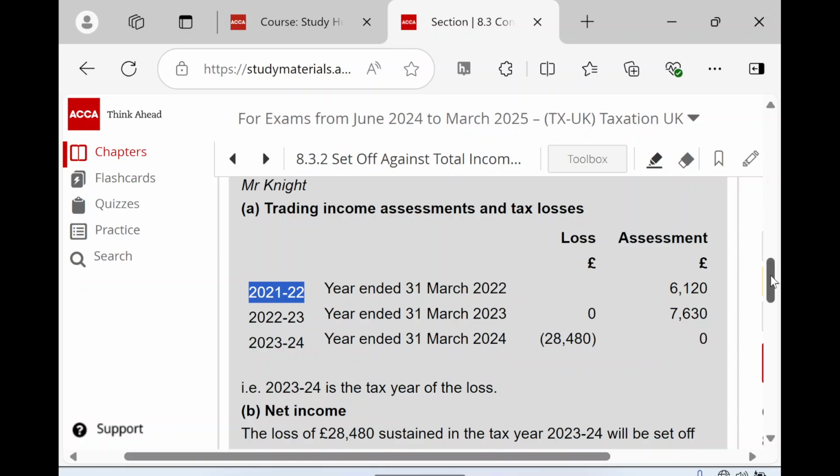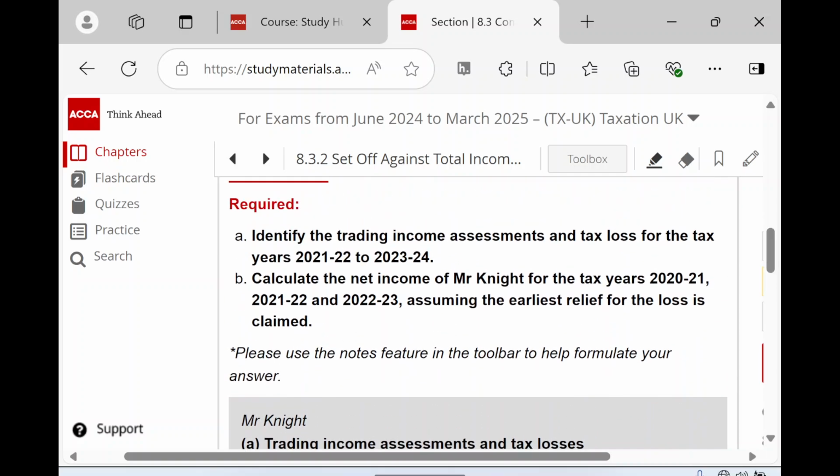The work starts in the next bit. So let's just remind ourselves of the requirement. What they're wanting us to do is to provide the net income. Now that net income must be total income from several forms, employment, property, less any loss that's related back.